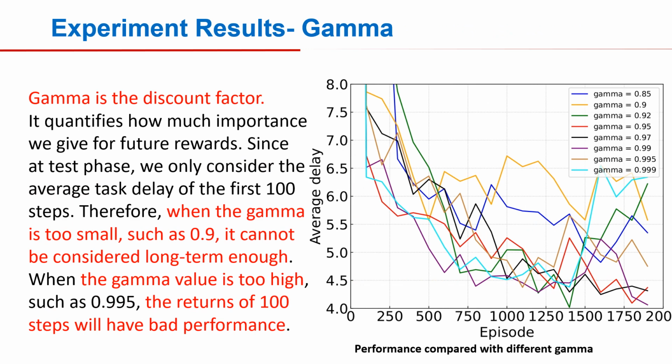The last figure is the impact of gamma value on performance. Gamma is the discount factor. It quantifies how much importance we give to future rewards. When the gamma is too small, such as 0.9, it cannot consider the long term enough. When the gamma value is too high, such as 0.995, the returns of 100 steps will have bad performance.